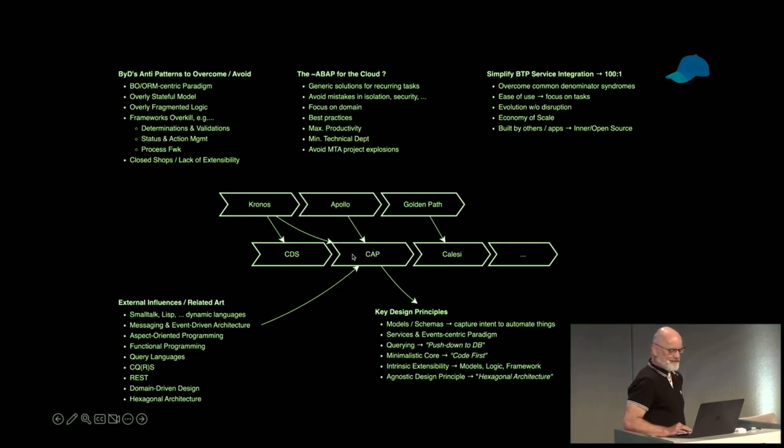And this, in turn, came out of this Kronos project, which was the code name of a firefighting project where we analyzed the root causes of bad performance in an unnamed product of SAP.